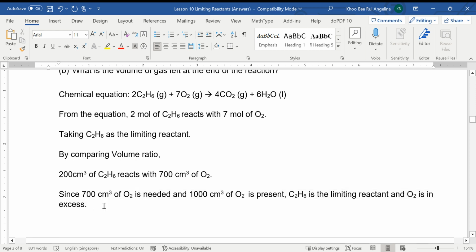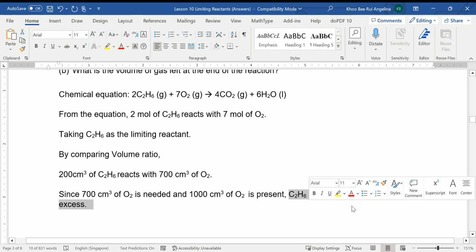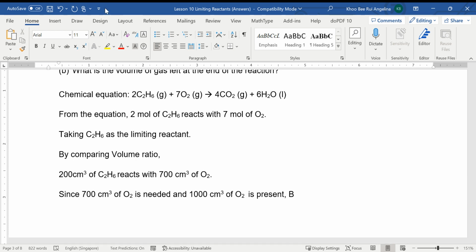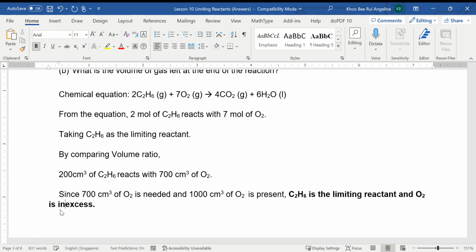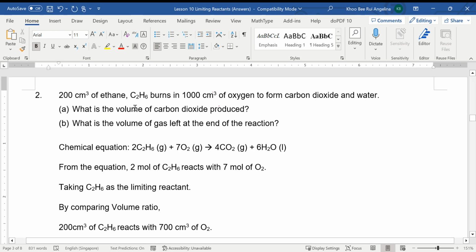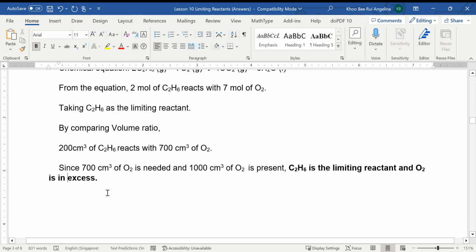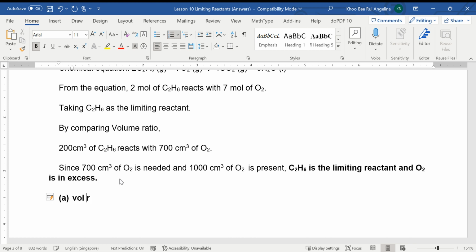Okay, so now that I know which is the limiting reactant and which is the one that is in excess, I will be able to answer my question. So the question is, what is the volume of carbon dioxide present? I will be using the limiting reactant to compare. Okay, so we're going to compare volume ratio of C2H6 with carbon dioxide.